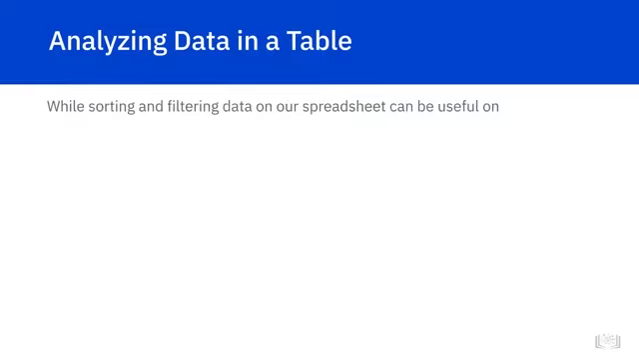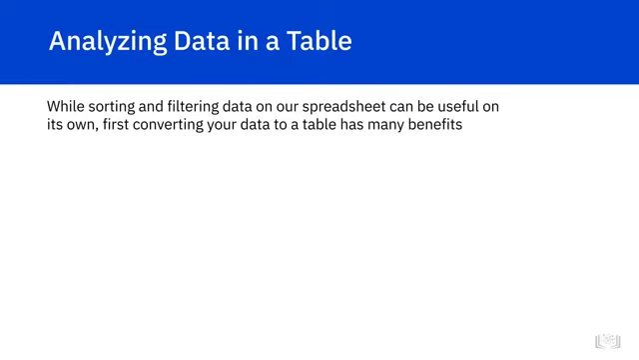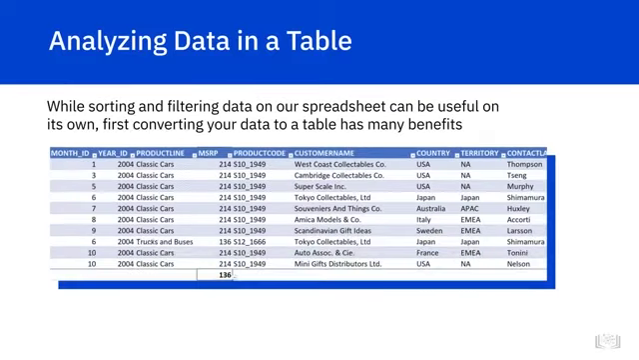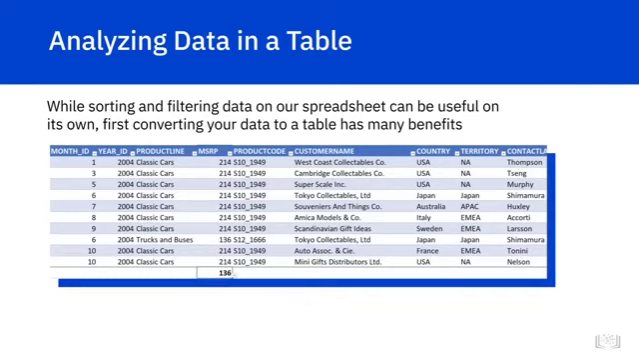While sorting and filtering data on our spreadsheet can be useful on its own, first converting your data to a table has many benefits. When we convert our data into a table, we are able to filter and calculate the data more efficiently. One example is the ability to easily calculate columns. For the column MSRP, we choose Sum, and we're able to quickly calculate the sum of the column.